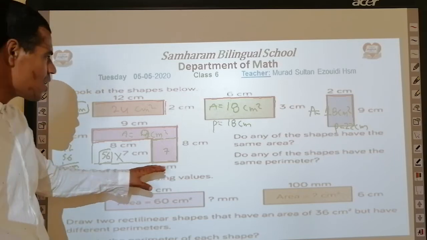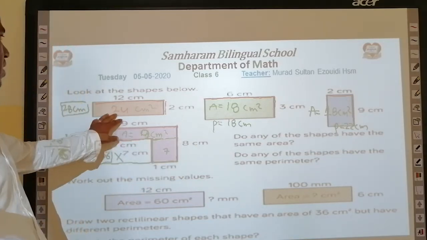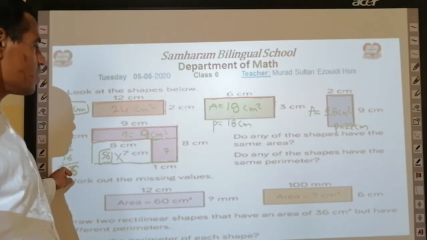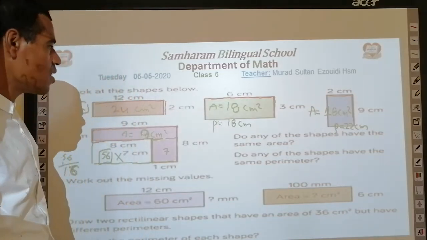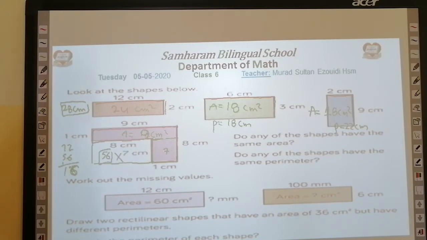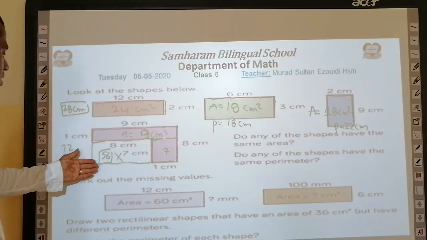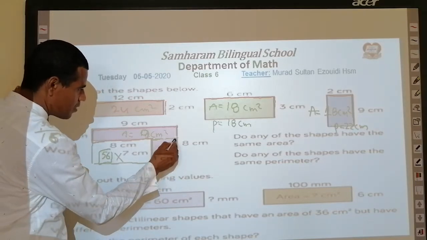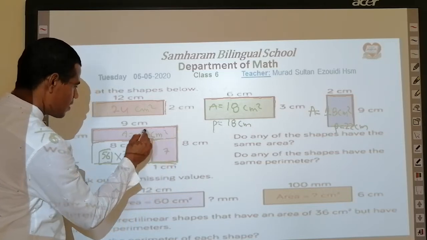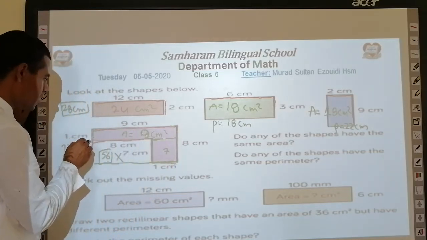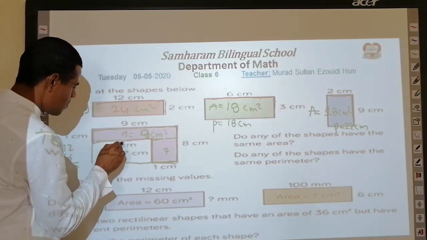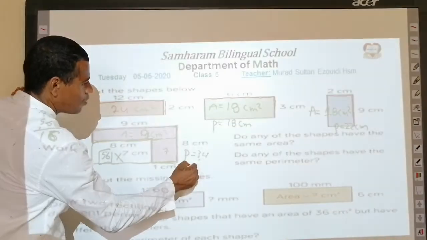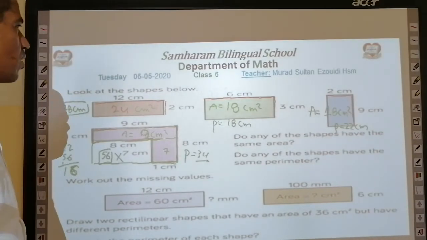Then you can see that this has an area of 24, this 18, 18, and 16. So this and this have the same area. This is 28, this is perimeter. I will check this one. So 1 plus 8 is 9, plus 9 is 18, 18 plus 1 is 19, 19 plus 8 is 27, 27 plus 7 is 34. This is perimeter equal 34.